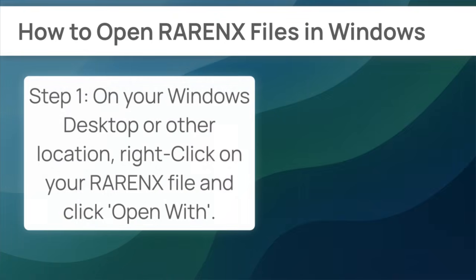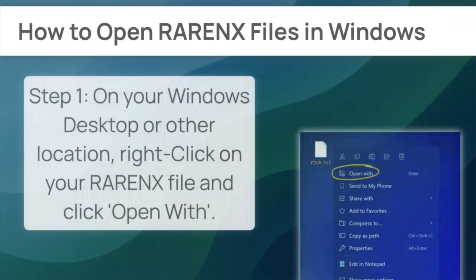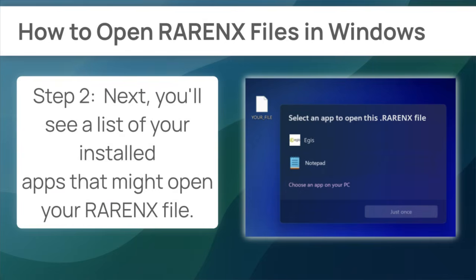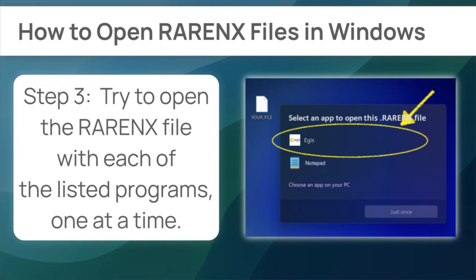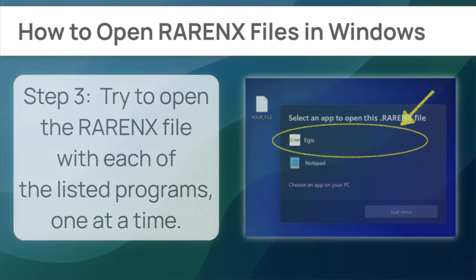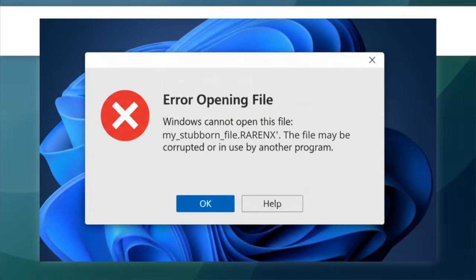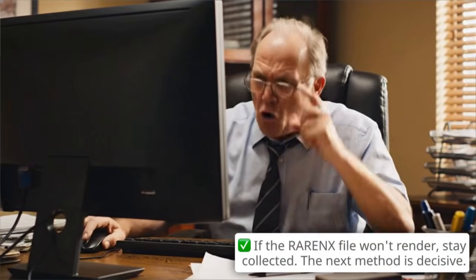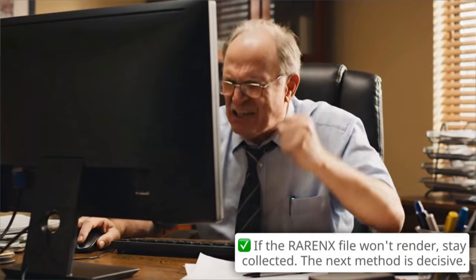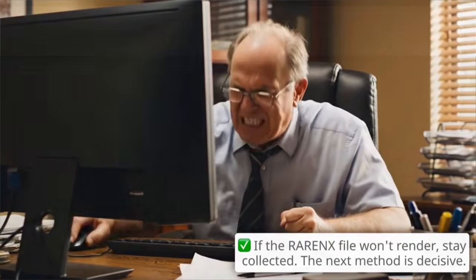We're going to use the list of installed programs to find the match. Right-click your RARENX file, then click Open With. Test Egis if you see it. If it fails, select the next program. Methodical testing works. If your RARENX file continues to fail when opening, that is okay. A specialized format like RARENX demands specialized preparation. Let's ensure we have all the correct fundamental details checked off on our list.